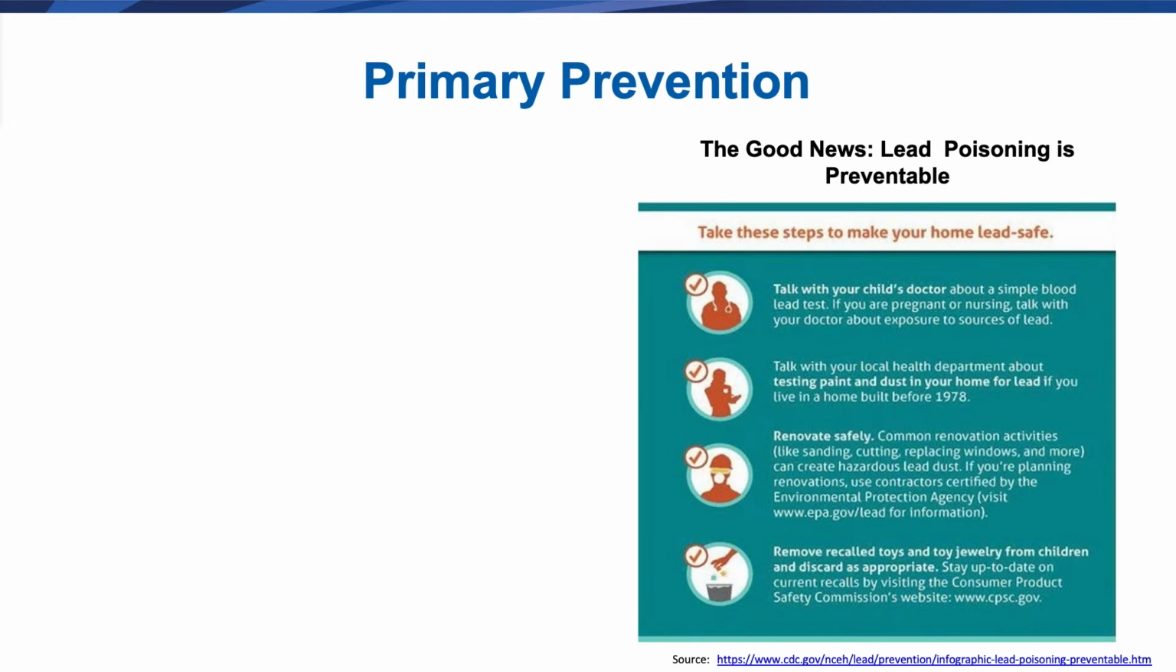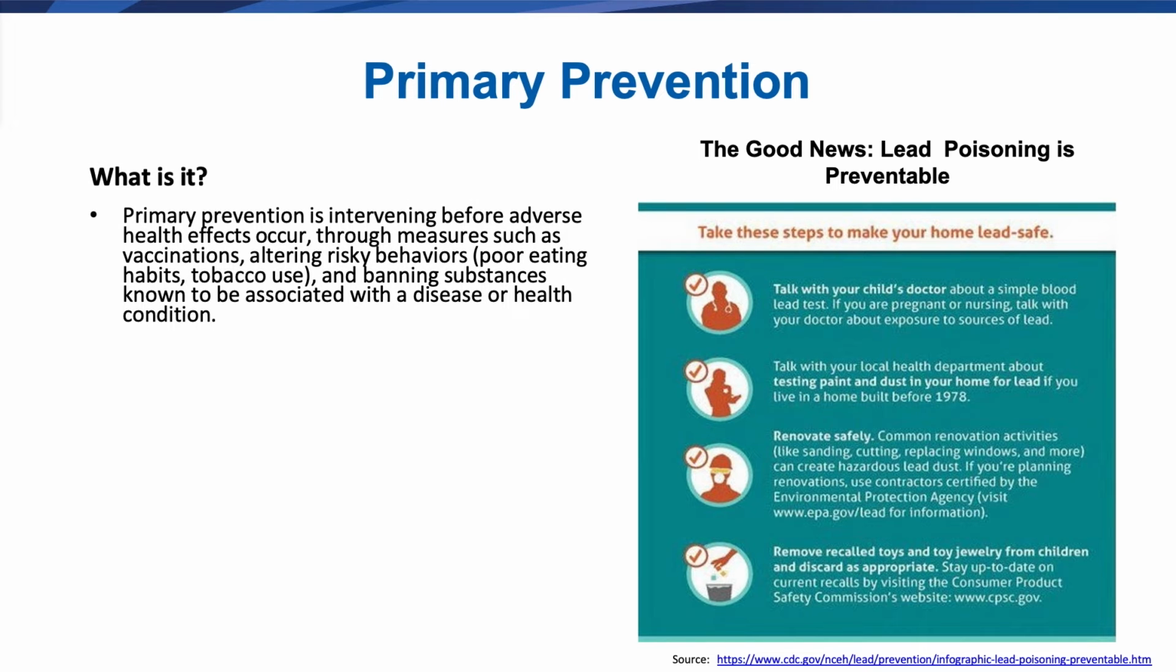The good news is that lead poisoning is preventable. Primary prevention is intervening before adverse health effects occur using measures such as vaccination. You administer a vaccine to prevent acquiring an infectious disease or alter risky behaviors to prevent an accident. A regulatory intervention is the banning of substances known to be associated with a disease or health condition. Lead paint was banned in the late 1970s because lead paint was an exposure source for children.